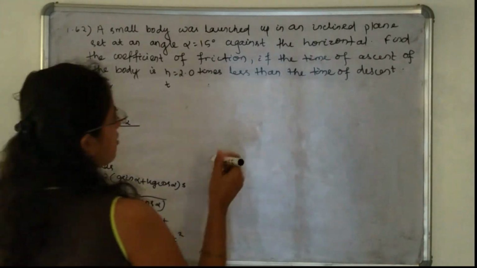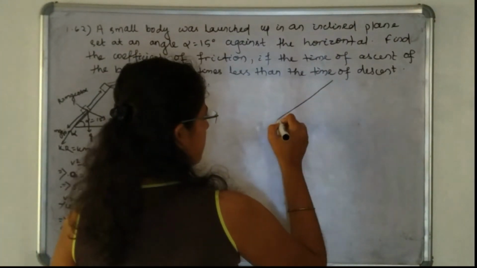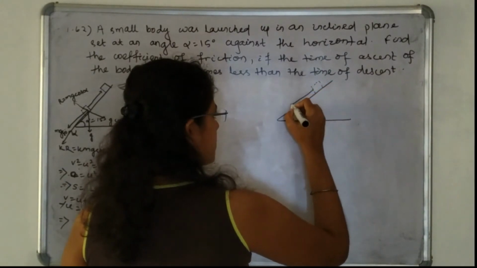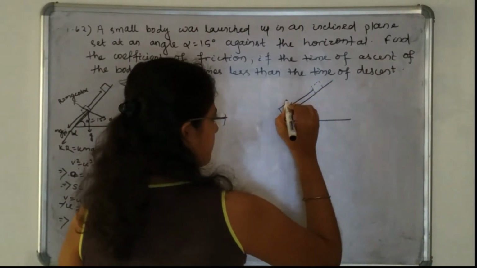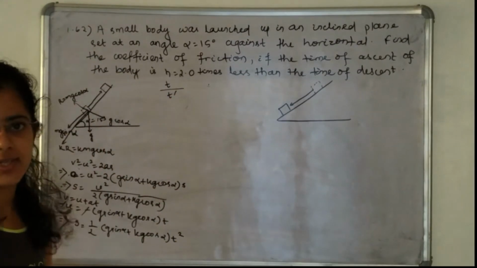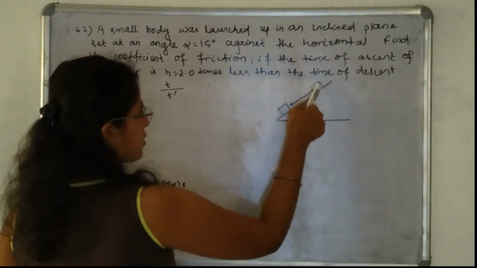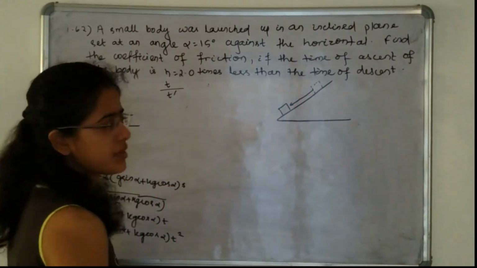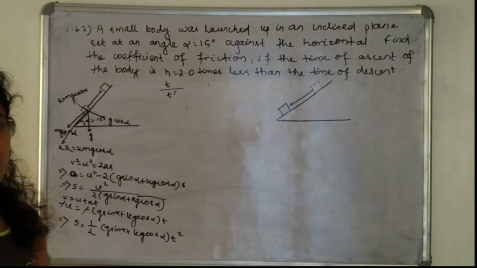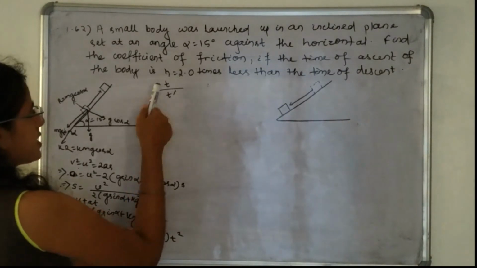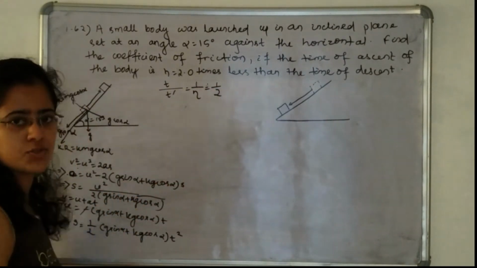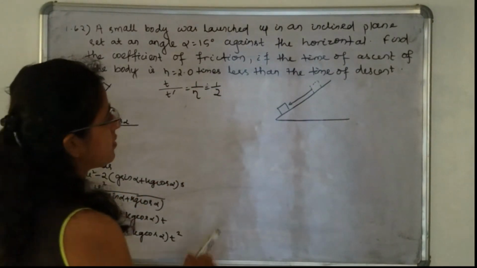Now let us take the second case, where the body comes back to this position. Let t dash be the time of descent, the time taken by this body to come back to this position again. In the question it is given that the time of ascent is eta, that is 2 times, less than the time of descent. That means t divided by t dash is equal to 1 divided by eta, so this will be 1 divided by 2.